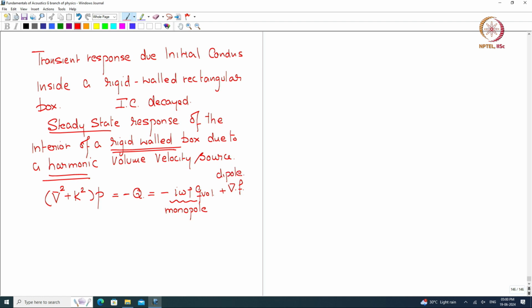At this point, that is not important for us, we will club it under Q and it is harmonic. And Q volume here has unit volume per unit time units. And F here has force per unit volume units.